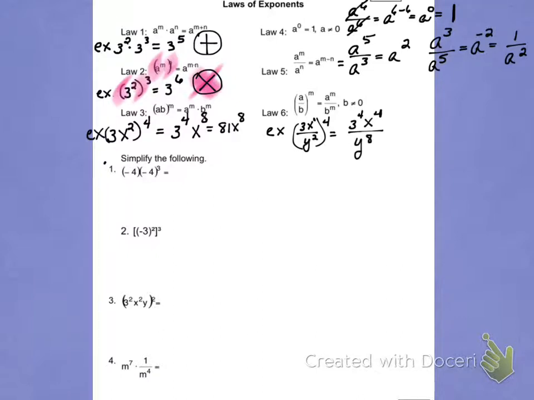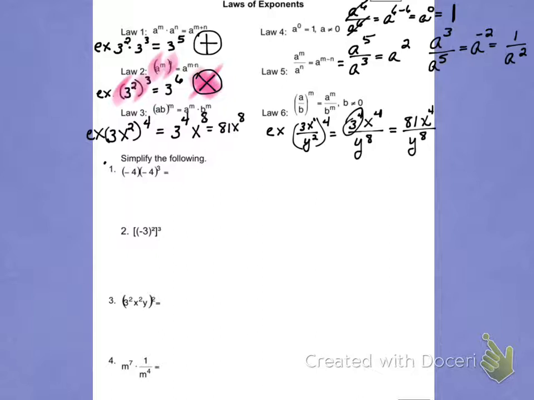Now, I can't do anything with the x and y. If there were a y on top or an x on the bottom, I'd need to simplify and basically reduce the fraction. But I need to expand the 3 to the 4th, actually get a number. So that's 81 x to the 4th over y to the 8th. Okay, so that's some examples. Let's work through some problems.